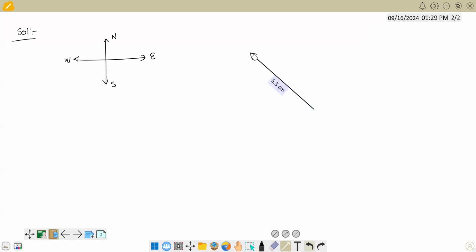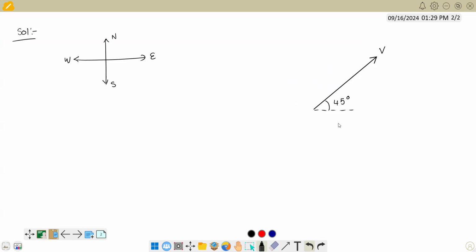So here, as mentioned in the question, the wind is blowing with a velocity v towards northeast. Suppose I assume a standard east, west, north and south, my wind is blowing towards the northeast direction. So this is how the wind is blowing, with a velocity v. Since it is mentioned northeast, we can safely assume this angle as 45 degrees.